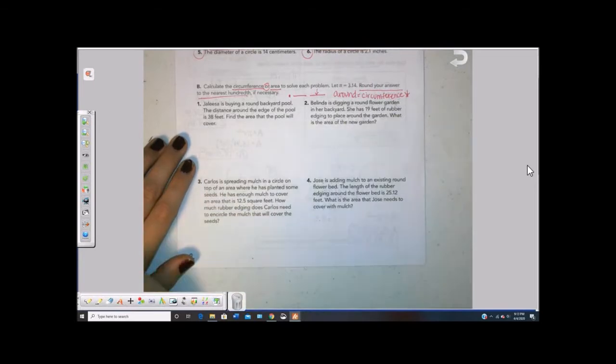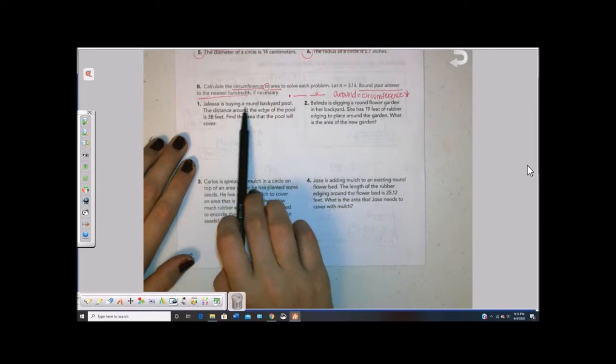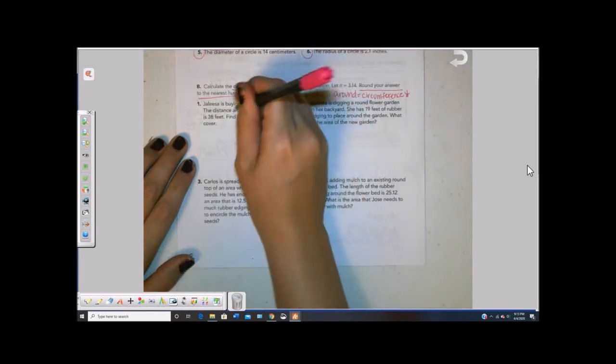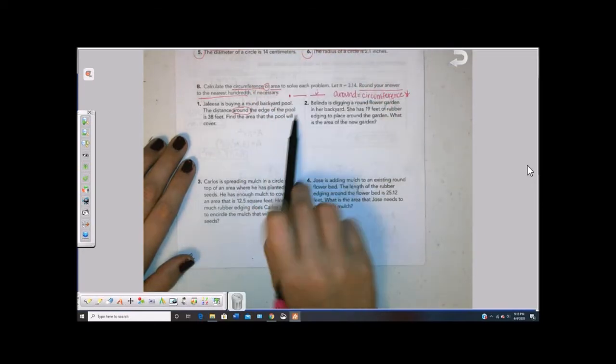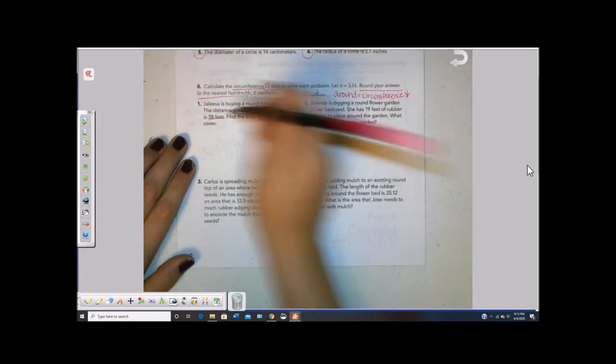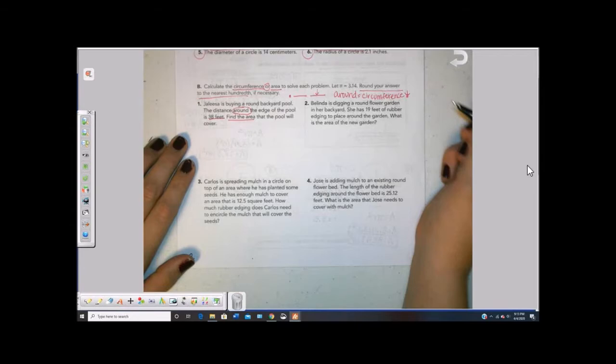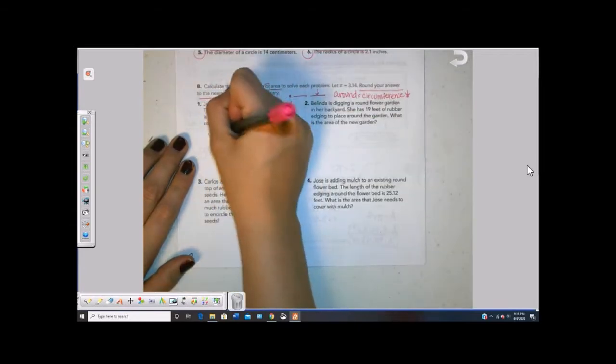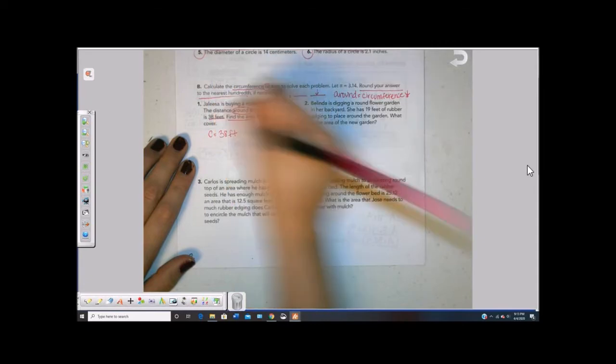So looking at number 1, it says, Jalissa is buying a round backyard pool. The distance around the edge of the pool is 38 feet. Find the area. So we know we have circumference. So I'm going to say C equals 38 feet.